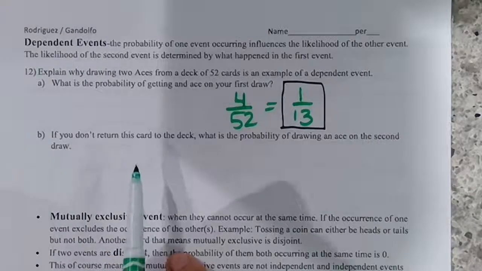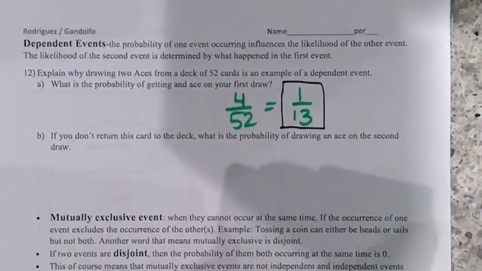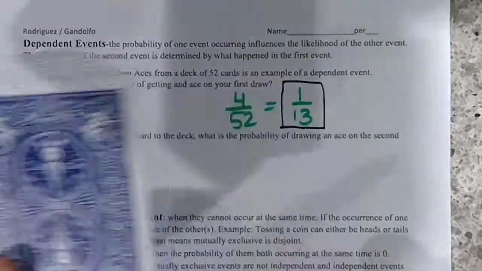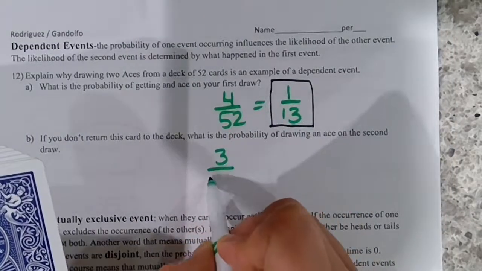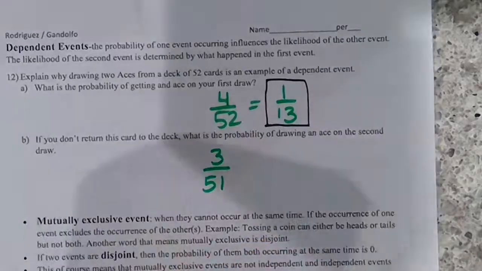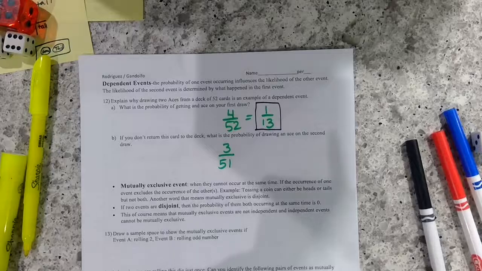Okay, if you don't return this card to the deck, what's the probability of drawing an ace on the second draw? So let's just say you picked a card, and it's an ace. Now you're going to go for another card. What's the probability that you're going to get an ace on the second one? Well, there are now 3 left out of 51 cards because you've already taken out one of the cards. And then there you go.